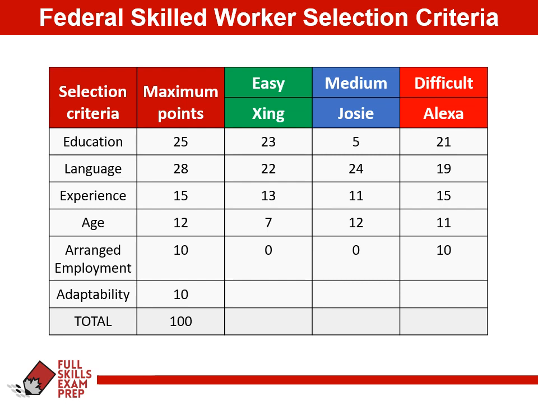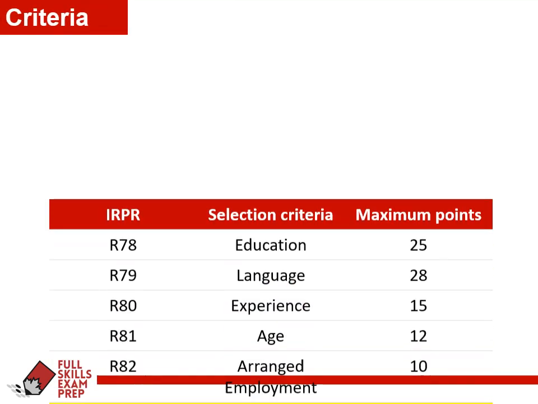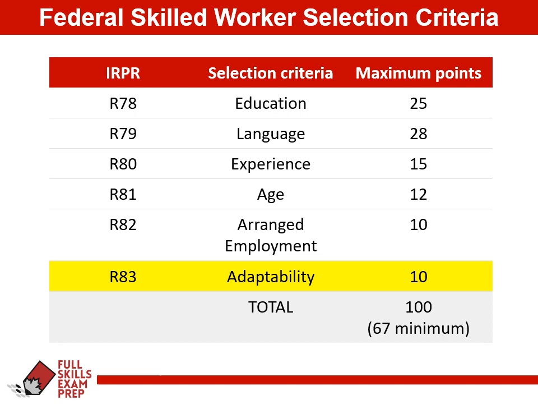Okay, so if you're working your way through your points grid again, I hope you've got about this right now. And we are now moving on to the final element of this for Shing and Josie. For Alexa, we've got an extra step that we'll go through at the end once we have all those points tallied up as well. So the final element for us to look at in terms of the points grid for the Federal Skilled Worker Program is the adaptability factor. Now this is regulation 83, and as you can see there's a maximum points in here of 10.